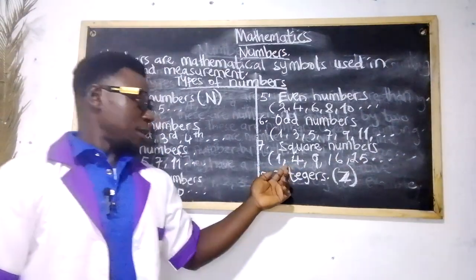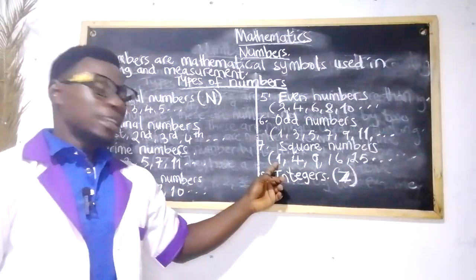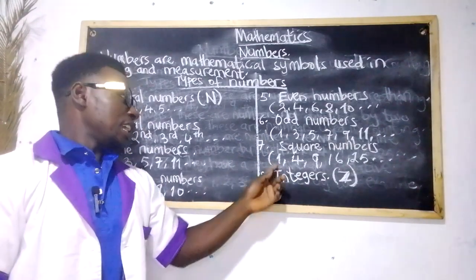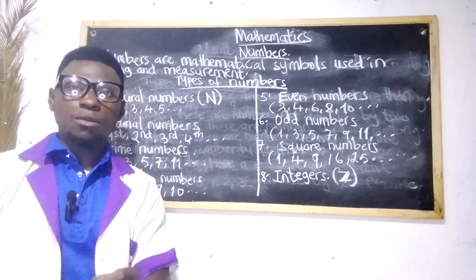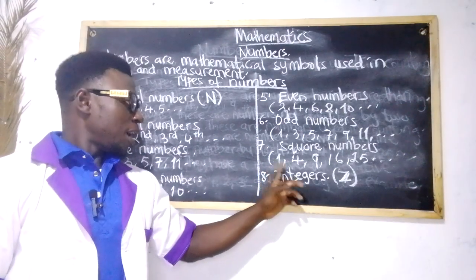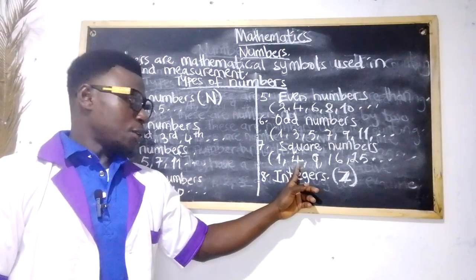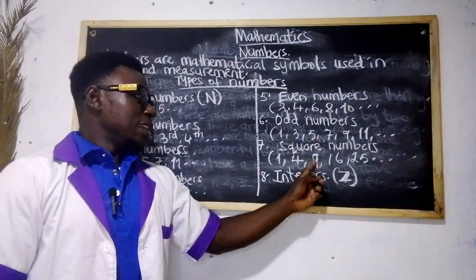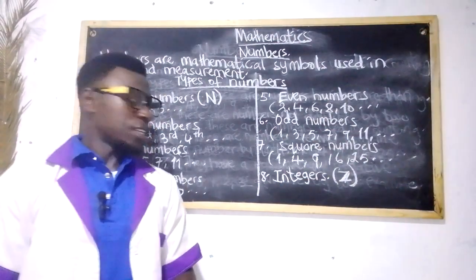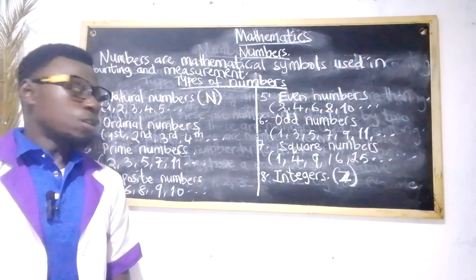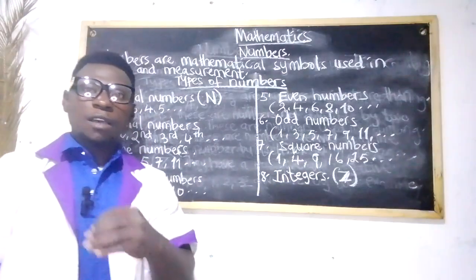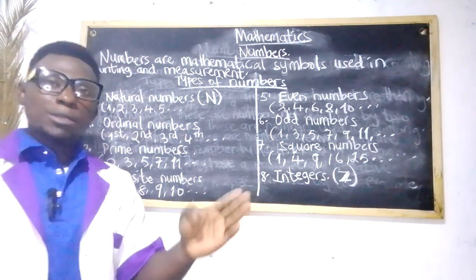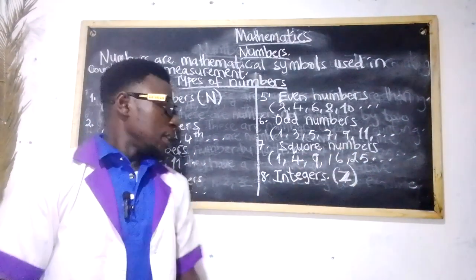Now, let me explain square numbers here. Some people might be confused. This 1 is a multiplication of a number by itself. 1 times 1 gives you 1. That's why we say 1 is a square number, because 1 times 1 is equal to 1. Now, 4 is a square number. Why? Because 2 times 2 is equal to 4. 9 is a square number because 3 times 3 gives us 9. 16 is a square number because 4 times 4 is 16. So the same with 25. You're going to see each number that you multiply by itself gives you a square number.